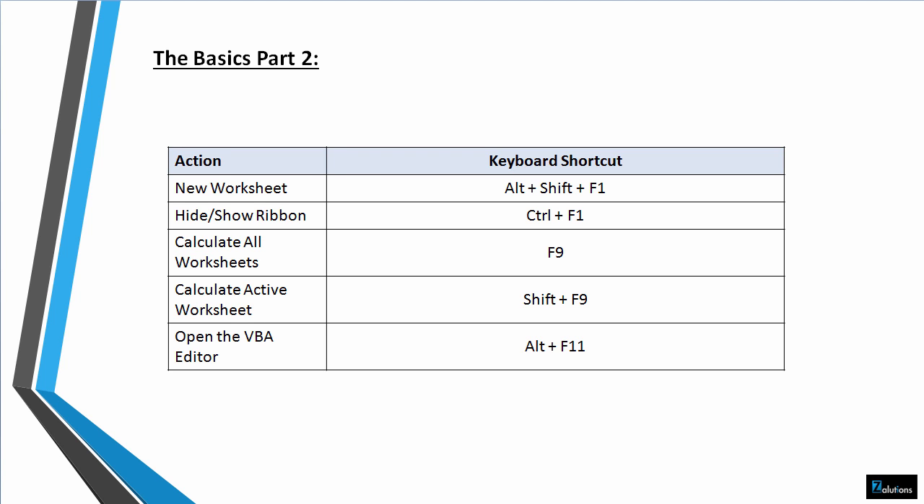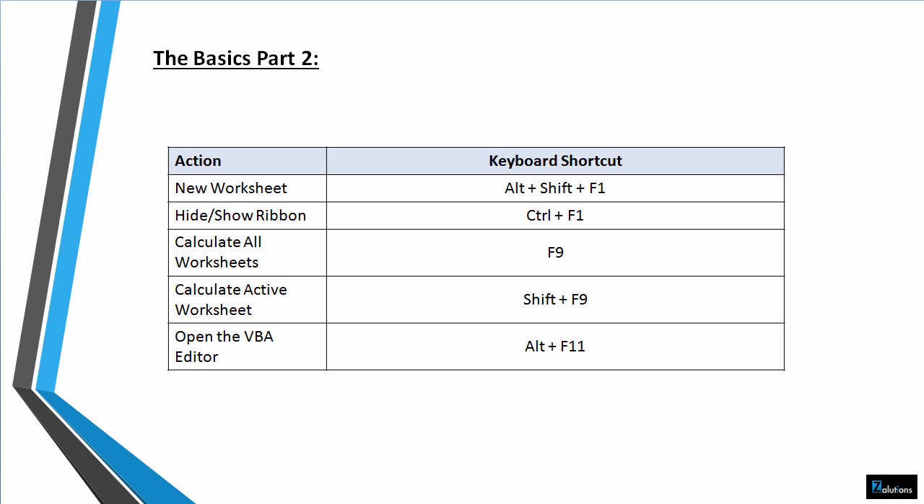If you want to insert a new worksheet, you can use the ribbon and the Insert tab, or you can right-click on a worksheet tab and click Insert. A shorter way would be to simply click Alt-Shift plus F1. Are you tired of seeing the ribbon and want to view your spreadsheet with more of your screen? Click Ctrl plus F1 to hide the ribbon. Don't worry, if you want it back, just click Ctrl plus F1 again to make it visible.